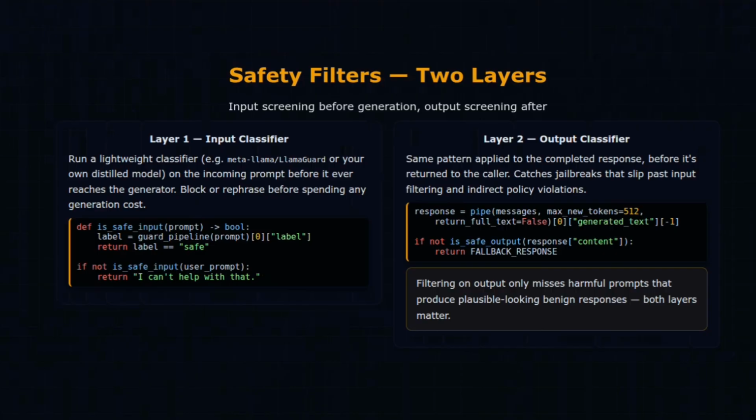And never filter on input alone. A well-designed adversarial prompt will eventually slip through. Run both, log classifier decisions and scores, and treat that log as the safety monitoring signal. A spike in Layer 2 filter rate is exactly the kind of anomaly that should trigger an alert.